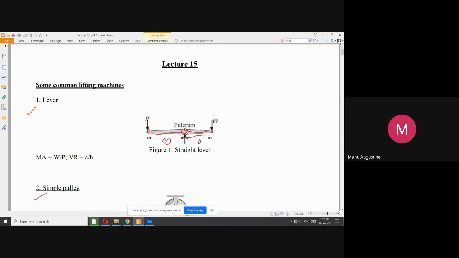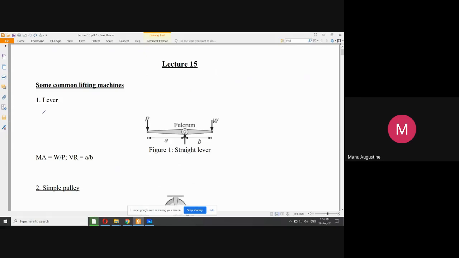If you want to measure the distance moved by P and W, which if you remember in the previous lecture, are mentioned as Y and X. Y is the distance moved by P and X is the distance moved by W. And then we define another term called velocity ratio, which is given by Y upon X. So Y and X are not mentioned in the figure at all. Please understand that.